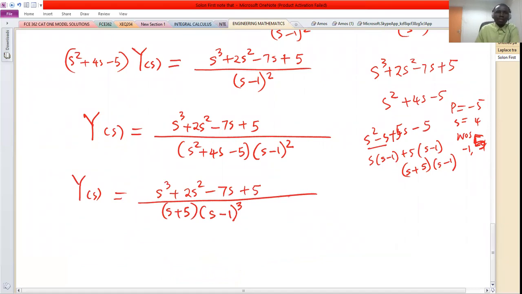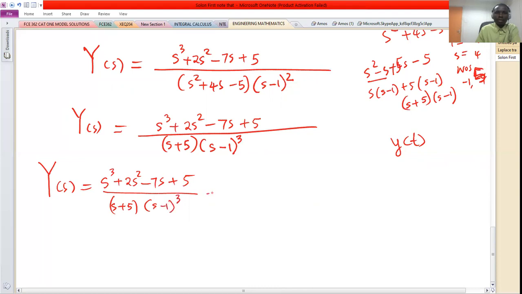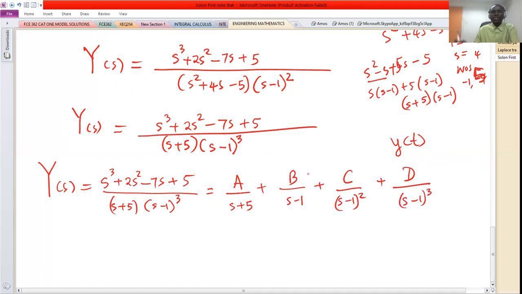So then now to get the value of y of t, we get the inverse Laplace transform on both sides. Or even before doing that, we can actually decompose this into partial fractions. So we say y of s is the same as s cubed plus 2s squared minus 7s plus 5 divided by s plus 5 and then s minus 1 cubed. So this in partial fractions can be written as a over s plus 5 plus b over s minus 1 plus c over s minus 1 squared, and then plus d over s minus 1 power 3. So this is how we write partial fractions if this is the structure of the denominator.